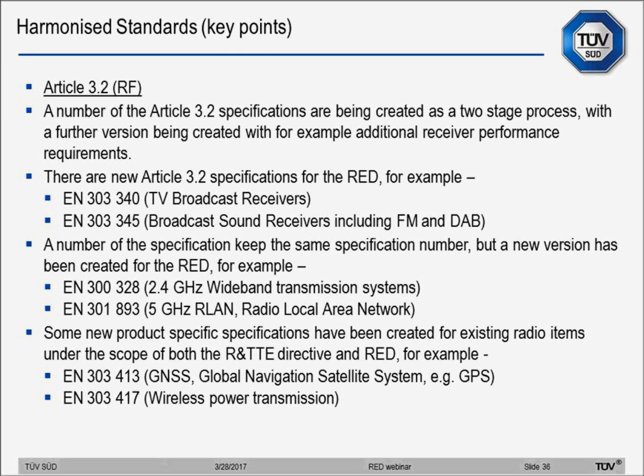Also, some of the specifications have remained the same number. For example, EN 300-328 for 2.4 GHz wideband transmission systems. This is for Bluetooth and wireless LAN. And this 300-328 is one of the two-stage process specifications, and this actual specification is in the OJ. EN 301893 for 5 GHz RLAN is another two-stage process specification, but it's currently not listed in the OJ.